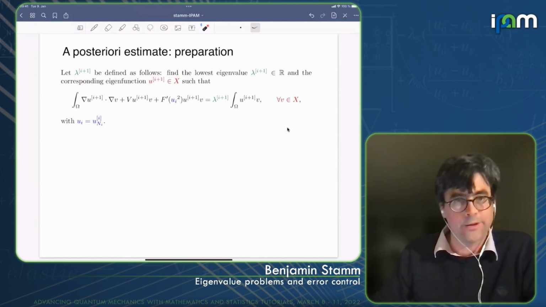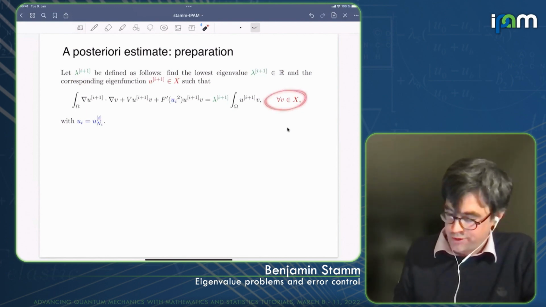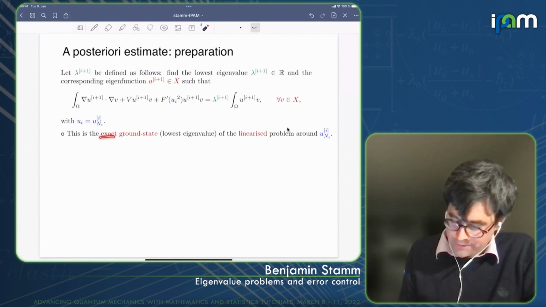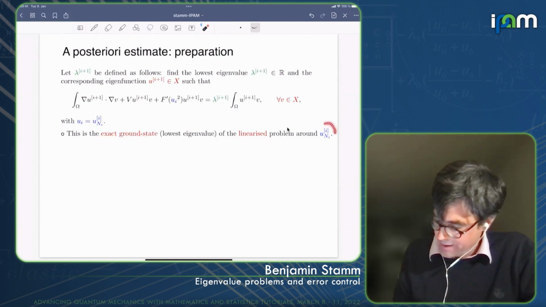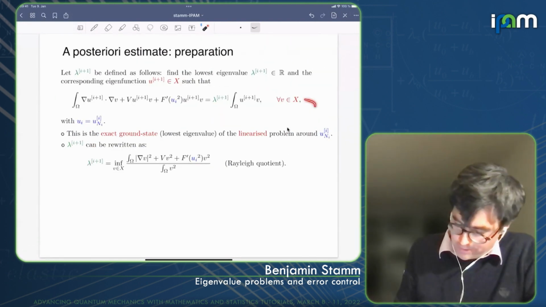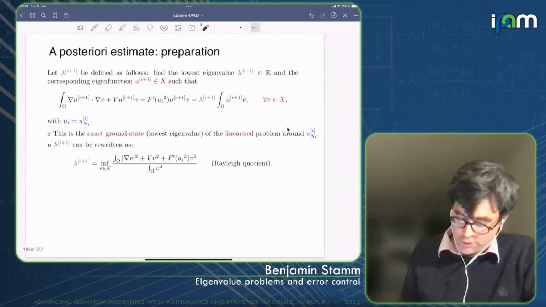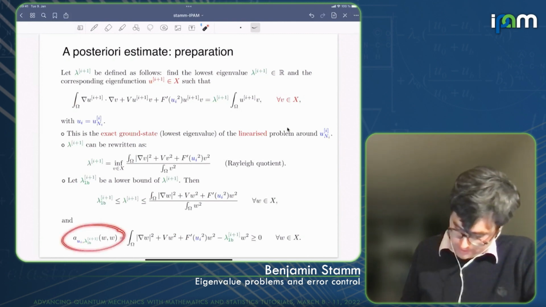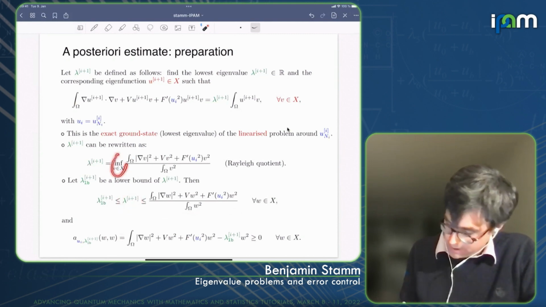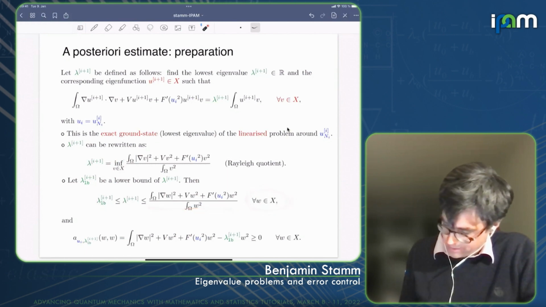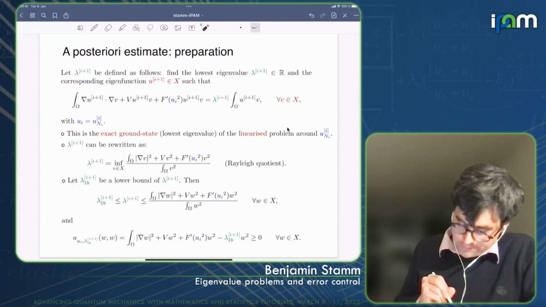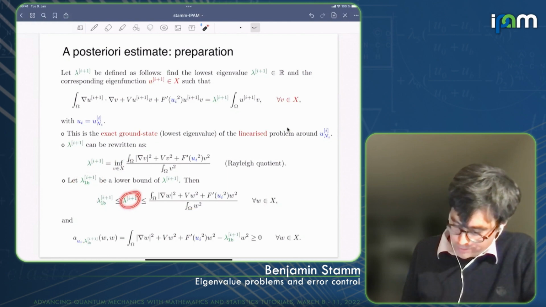But this is if you make the next SCF iteration in the full high-dimensional space, and this defines you this green quantity. So it is the exact ground state of the linearized problem around the current approximation. And since this is a linear eigenvalue problem, you can also represent it by a Rayleigh quotient. This is the Rayleigh quotient definition, since you have an inf. So this is larger than here testing with any W from your space. And let this guy be a lower bound, a guaranteed lower bound of this quantity.